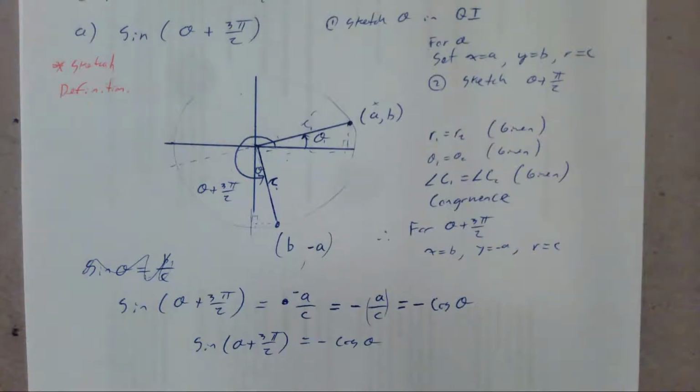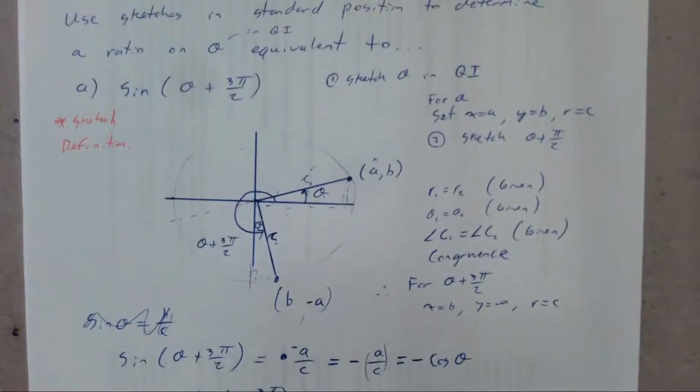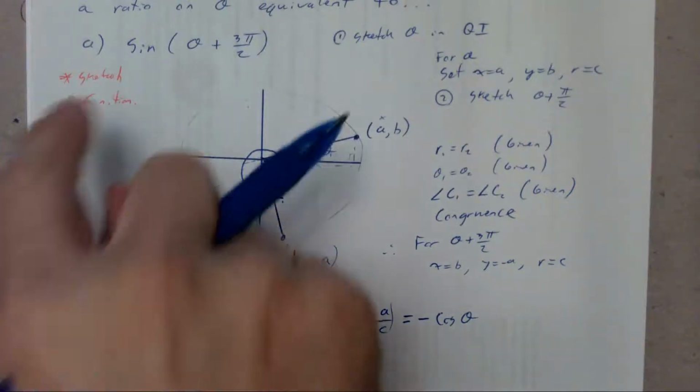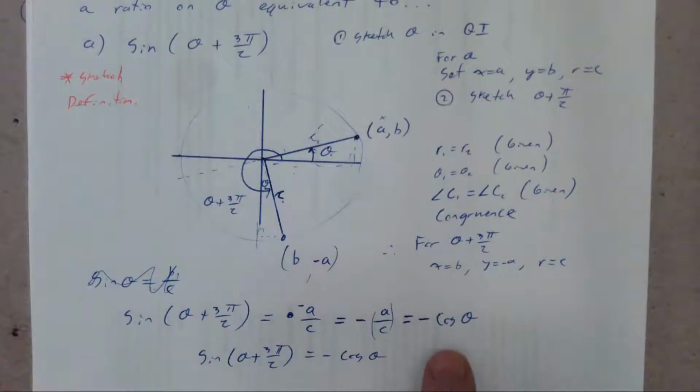Okay. We have determined a ratio on theta that is kind of equivalent to, or it's an operation on a ratio that's equivalent to, the sine of theta plus 3 pi by 2. Okay, you draw your diagram and you use your definitions to discover the relationship. You shouldn't be remembering much at all here. Maybe congruence.